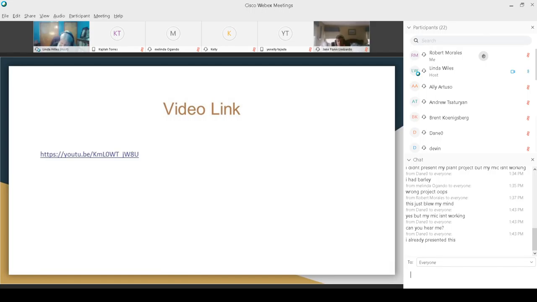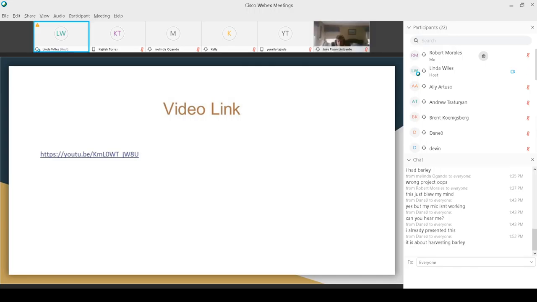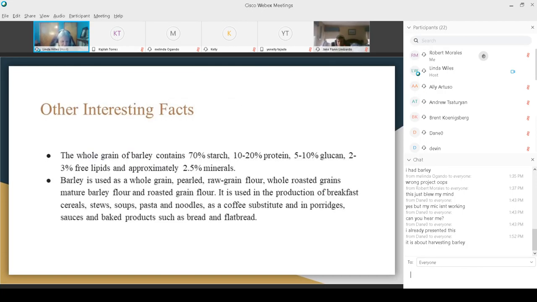Interesting facts. Whole grain of barley contains 70% starch, 2 to 3% fats, and approximately 2.5% minerals. Uses: whole grain and pearled for production of breakfast cereals, stews, soups, pasta, noodles. It's a coffee substitute and is used in baked products such as bread and flatbread.